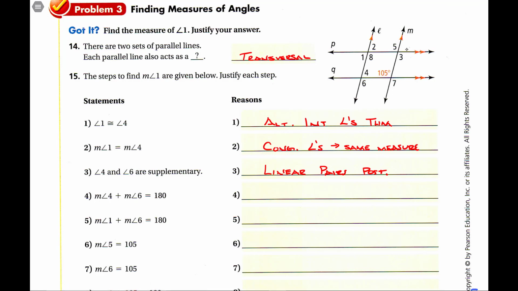Number 4, the measure of angle 4 plus the measure of angle 6 is equal to 180. Well, that's the definition of supplementary angles. Supplementary angles have to be 180 degrees. The measure of angle 1 plus the measure of angle 6 is 180. That's from the transitive property of equality.